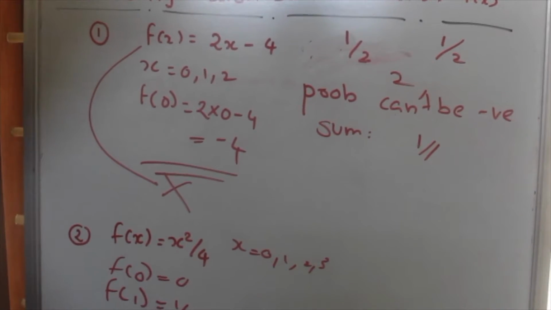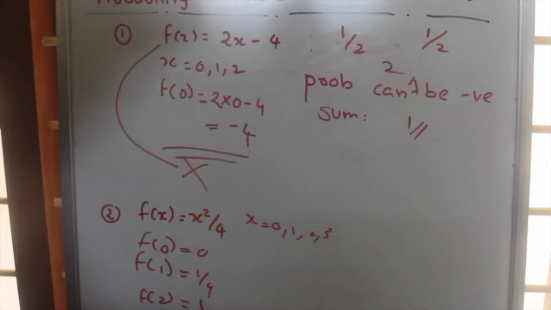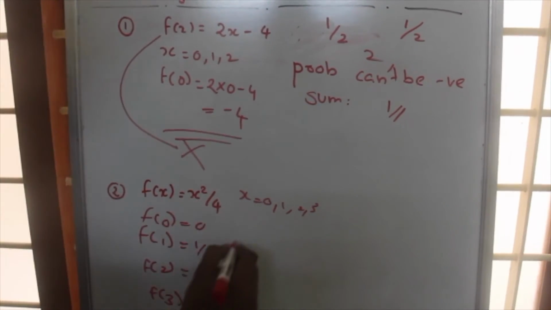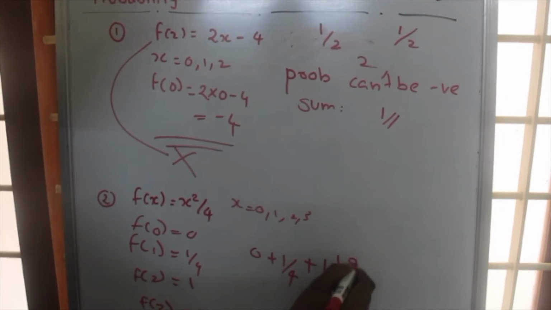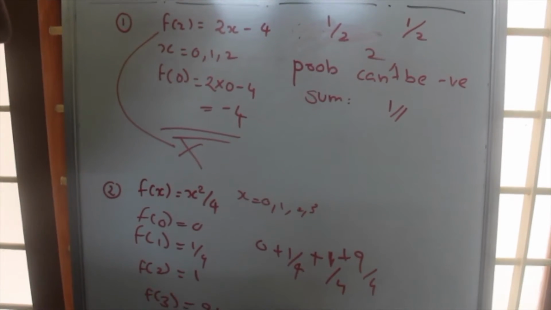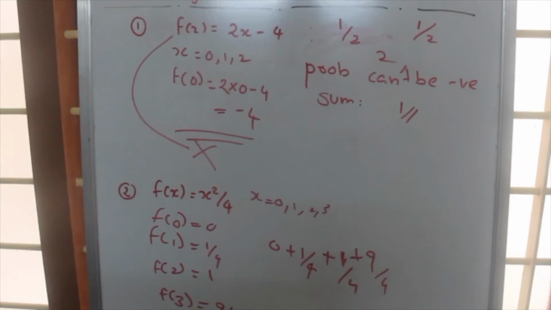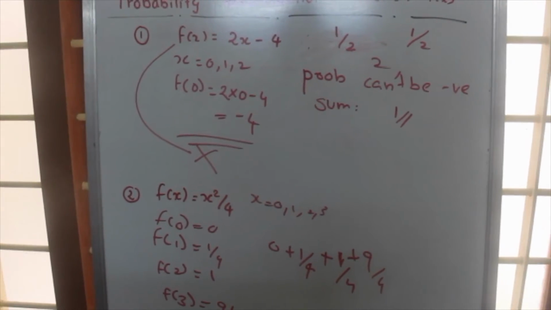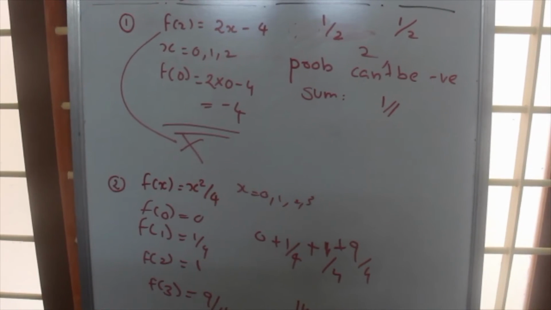Now we have to look at the second condition, which says the sum should be 1. If we take the sum, we have 0 plus 1 by 4 plus 1 plus 9 by 4. So this means 14 by 4. 14 by 4 is greater than 1, but we already know the sum should be equal to 1. It cannot be greater than 1. So that means this is also not a probability distribution function.